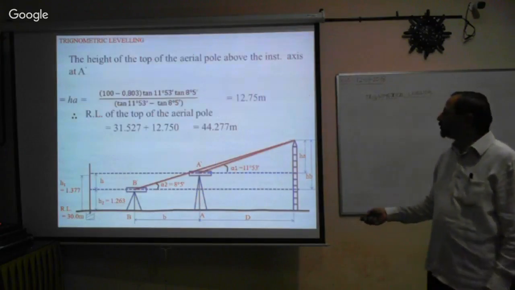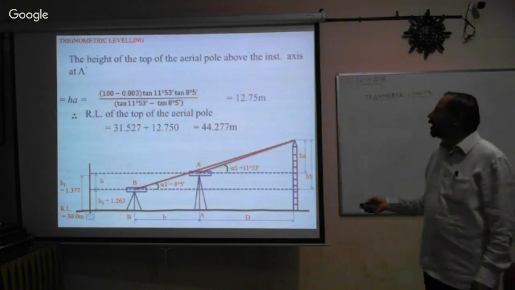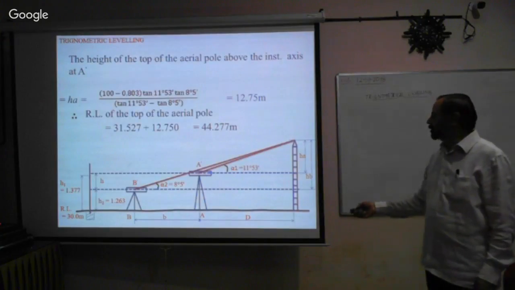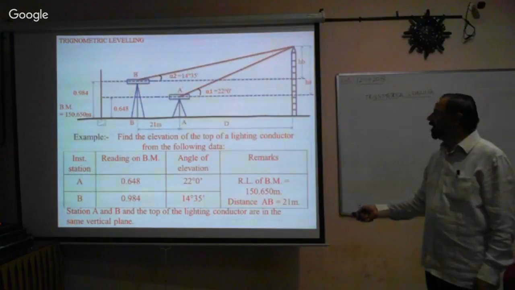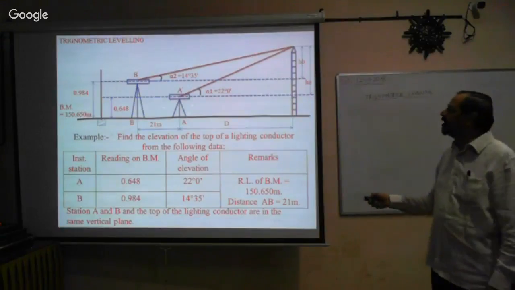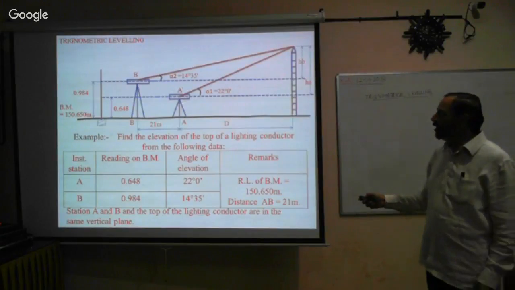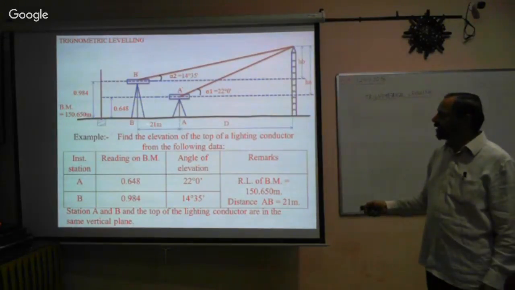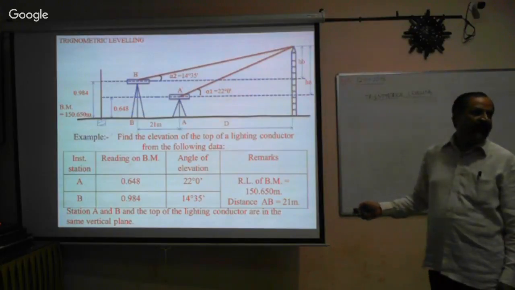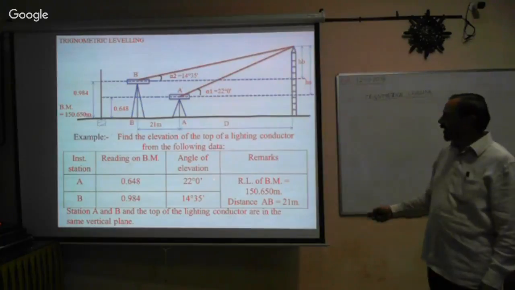And that is the solution of the same problem. Yes, there is another problem of a similar kind. The only difference is the instrument axis. In the previous case, the distance B is reduced. In this case, B is increased. The data is given here.